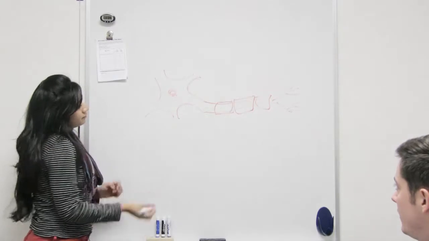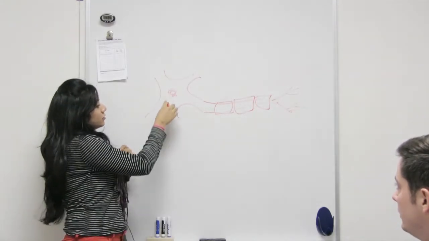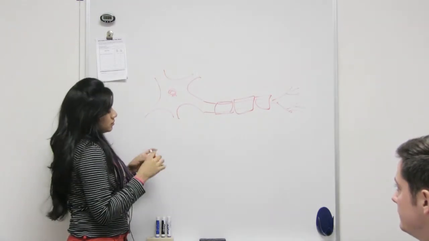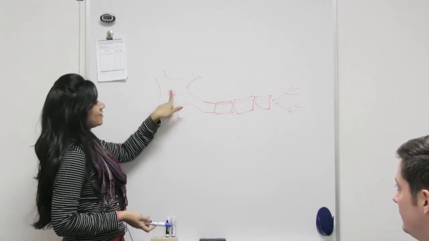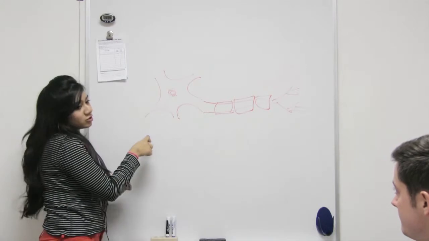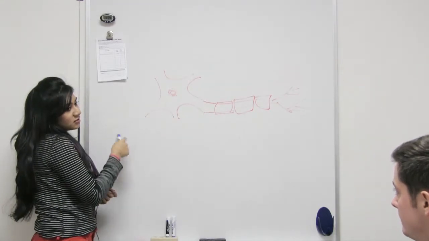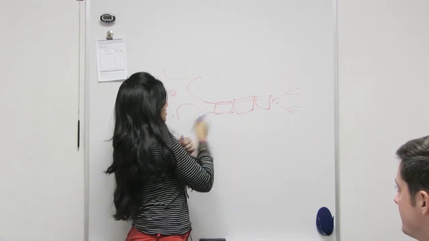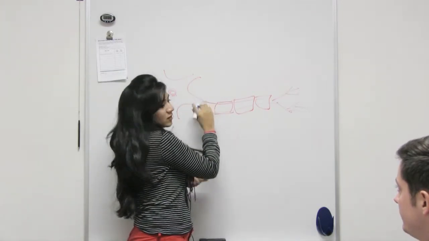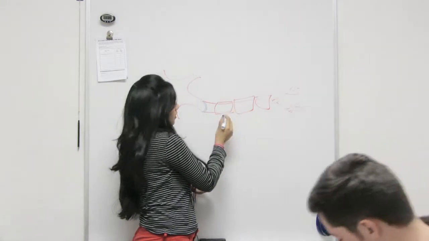It's referring to the myelin sheath, right? Yes. So this is the cell body, and this is the nucleus. The cell body is also called the soma. These are dendrites that attach with another neuron to form synapses. This is the axon hillock, where the axon starts.